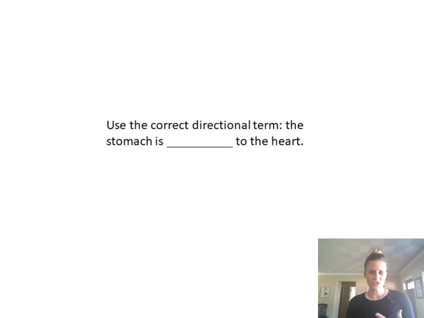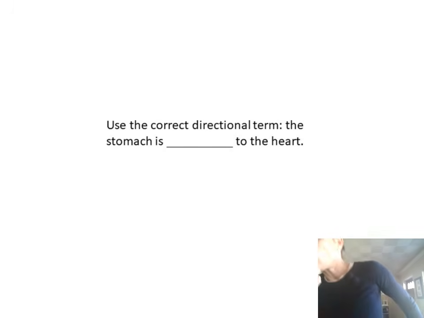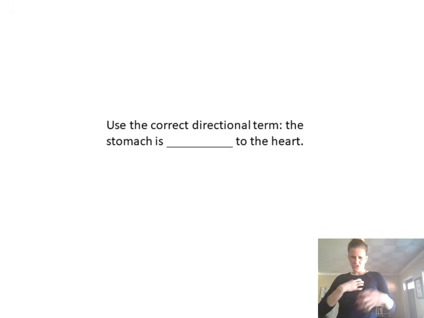Here's another directional term. Using the correct directional term, the stomach is blank to the heart. So your heart is right here in your chest, right? You guys should know the general locations of the organs from when we did body cavities. Your heart is right here in your chest. The stomach, you guys know, is down in the abdomen. You don't have to know specifically where, it's actually more over here, but the stomach is down in the abdomen.